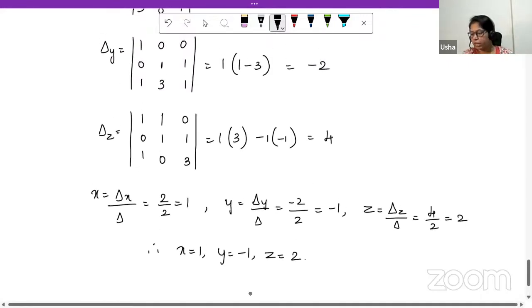Does anybody want the A inverse method? The direct method. A inverse method.